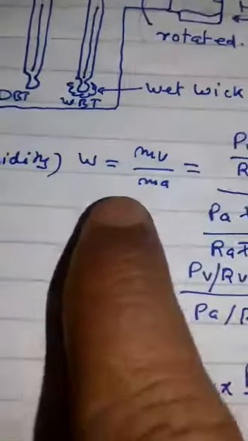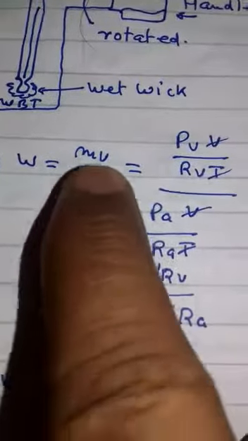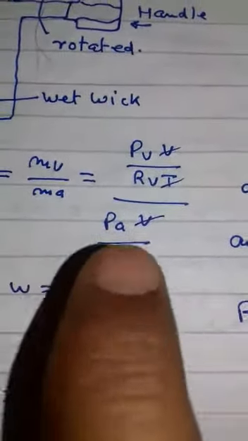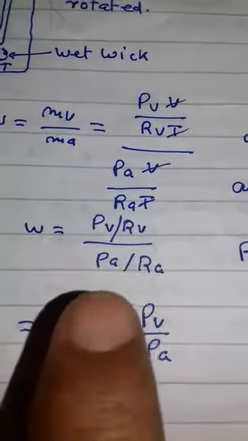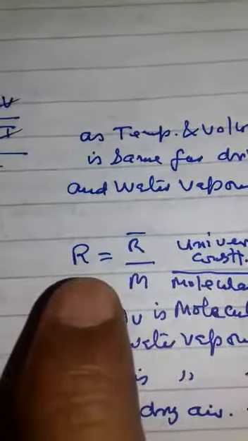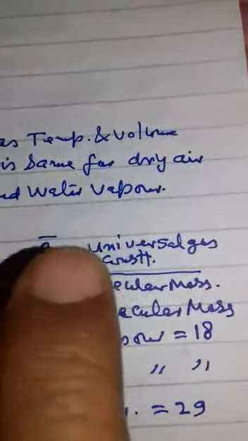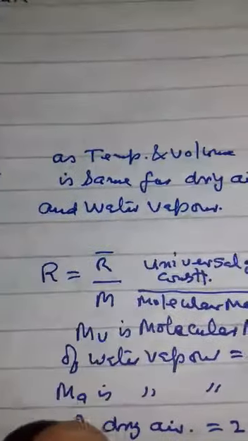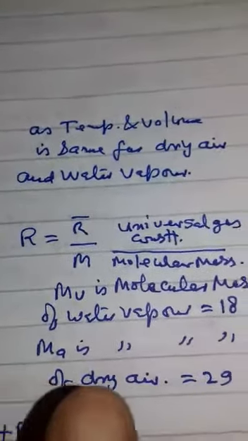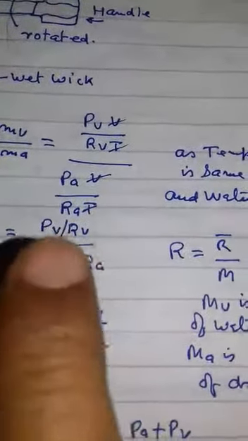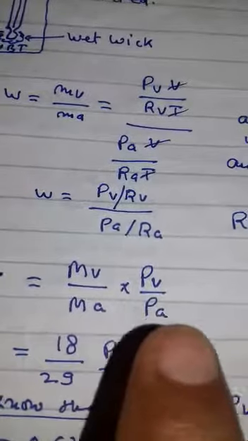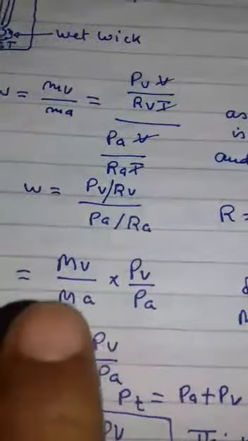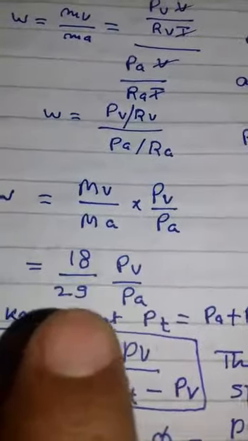Then comes specific humidity W, which is the mass of the water vapor divided by the mass of the air. Use the PV equals mRT relation. The volume is the same for both, and the temperature will cut out, so we get the relation W equals PV upon RV over PA upon RA. What is R? The gas constant, that is the universal gas constant R divided by the molecular weight. The molecular weight of water is 18 and MA for the air is 29. From here we get the values of RA and RV. Putting those values, we get W equals MV upon MA into PV upon PA. The molecular weight M comes in here, MV upon MA, and we put the value 18 upon 29 times PV upon PA.